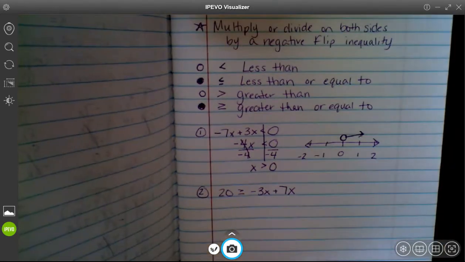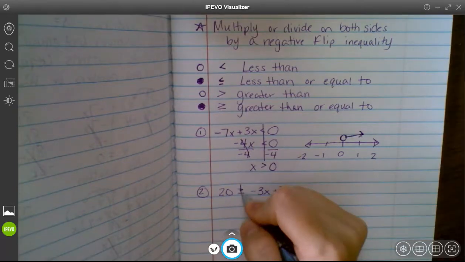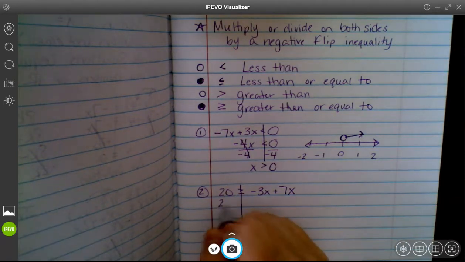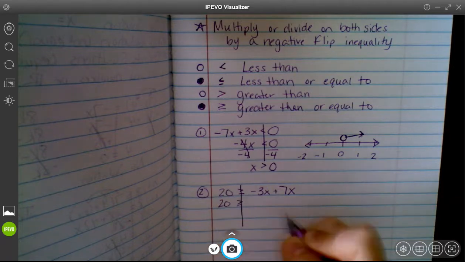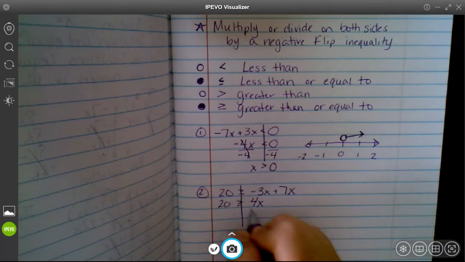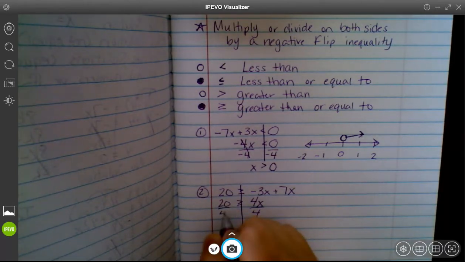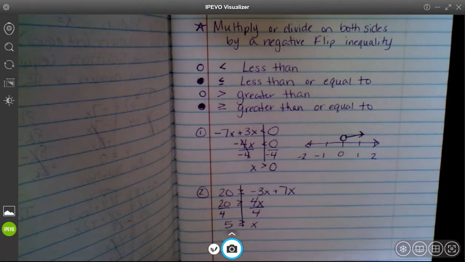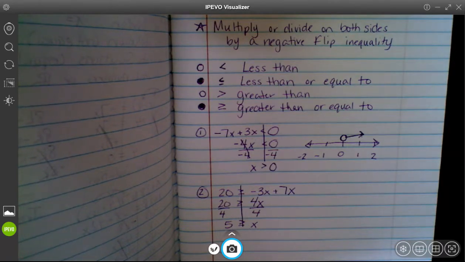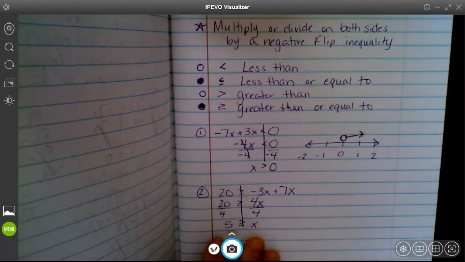Okay, so in this one, I'm going to draw my line down. I have 20 is greater than or equal to negative 3x plus 7x. So I'm going to combine my like terms. Negative 3x plus 7x is, I mean, it's 4x. So then I divide by 4. So 4 is not negative. I didn't divide by a negative, so I'm going to leave my sign the way it is. It gives me 5. Okay, so I have two options here.